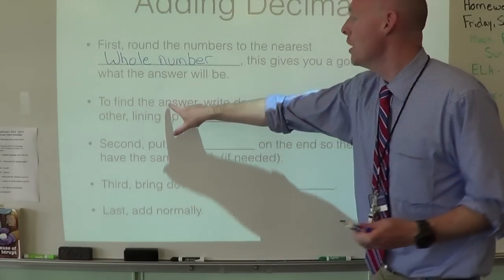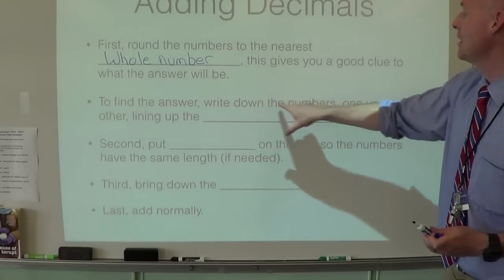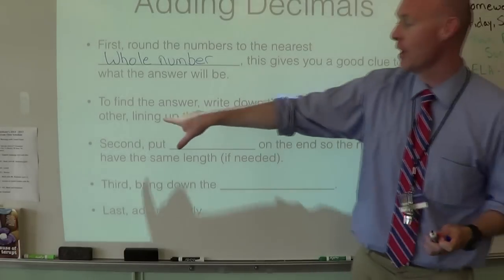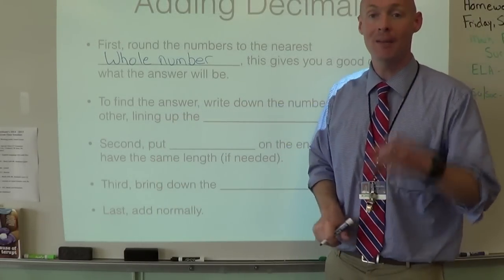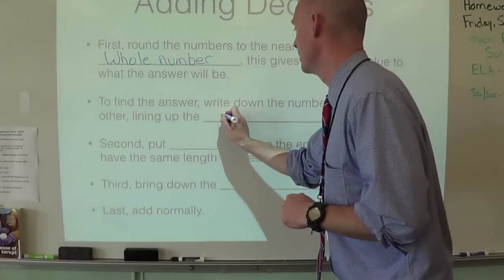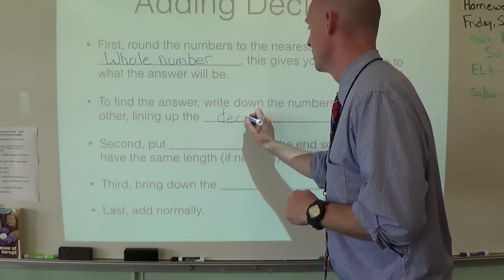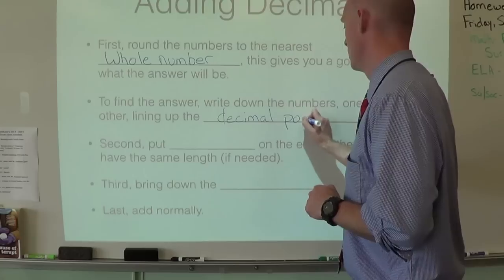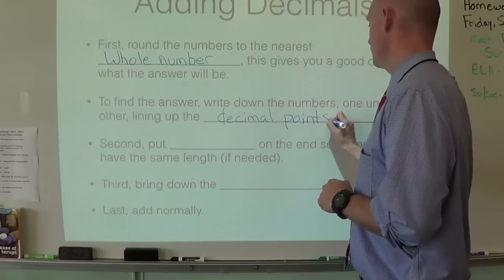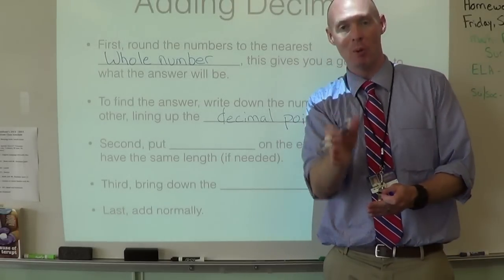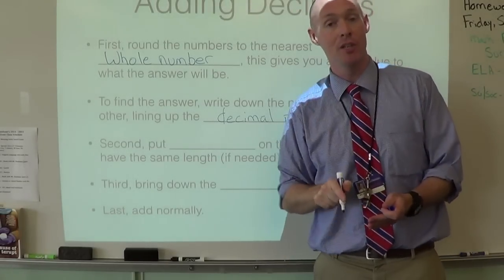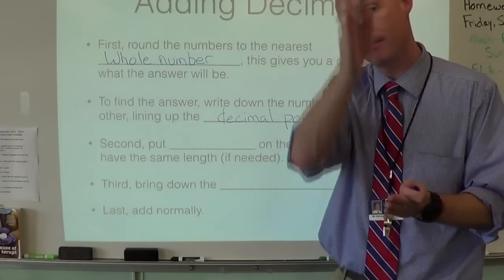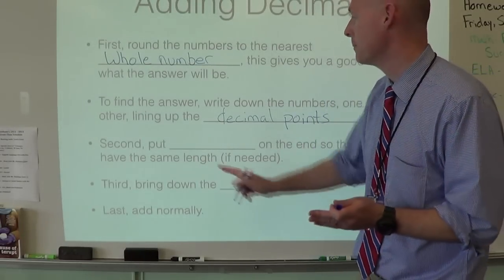Second step. To find the answer, write down the numbers, one under the other, lining up the decimal points. You're just going to line them up, one right on top of the other. That's the key when you're dealing with decimals, adding and subtracting. Make sure those decimals are lined right up.